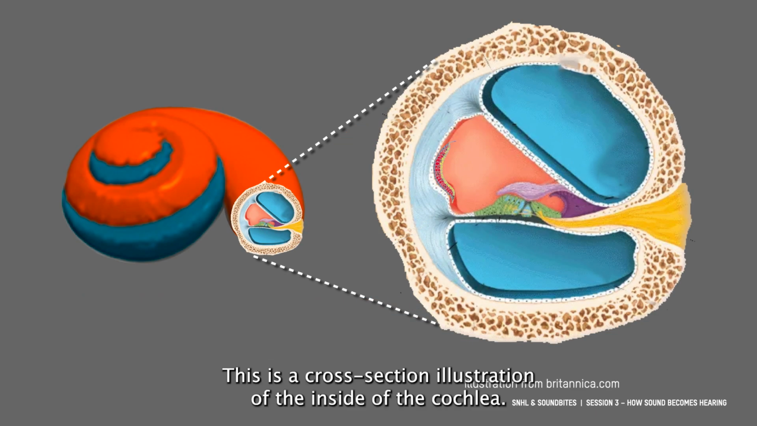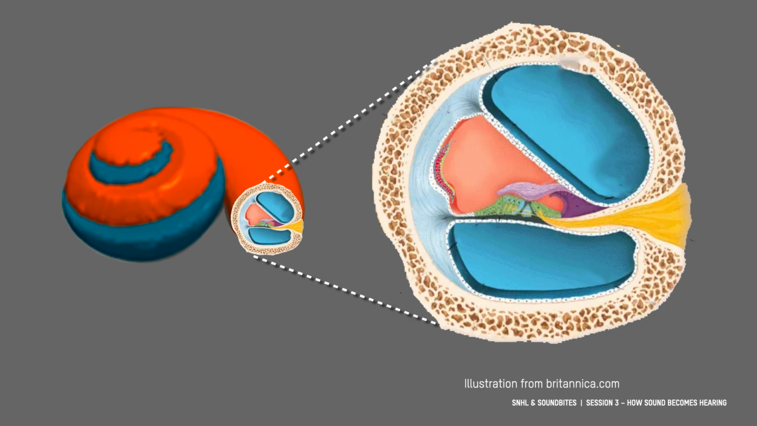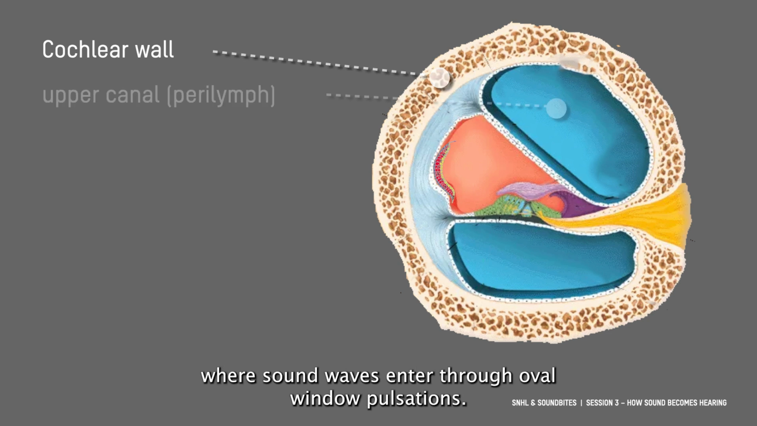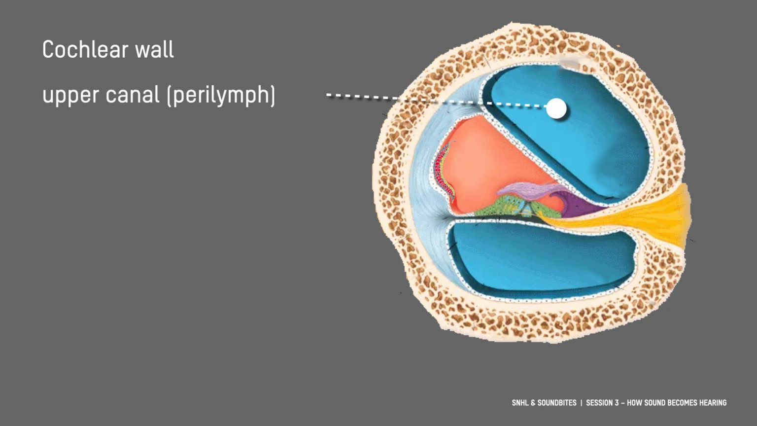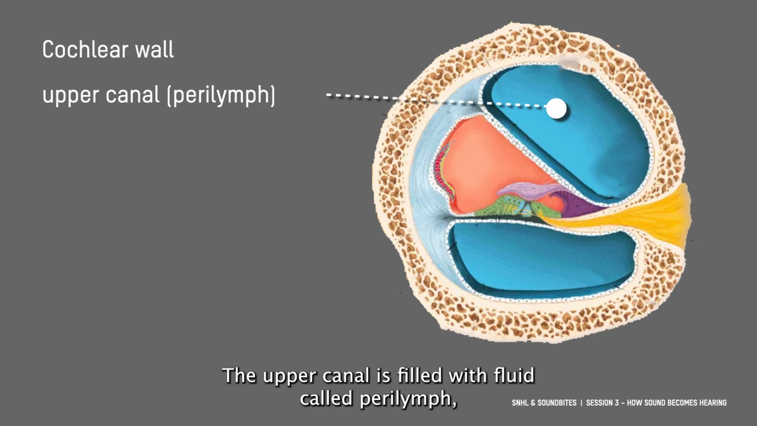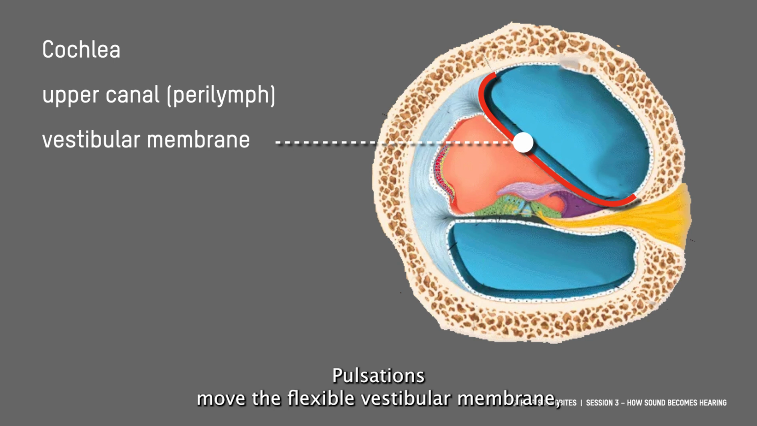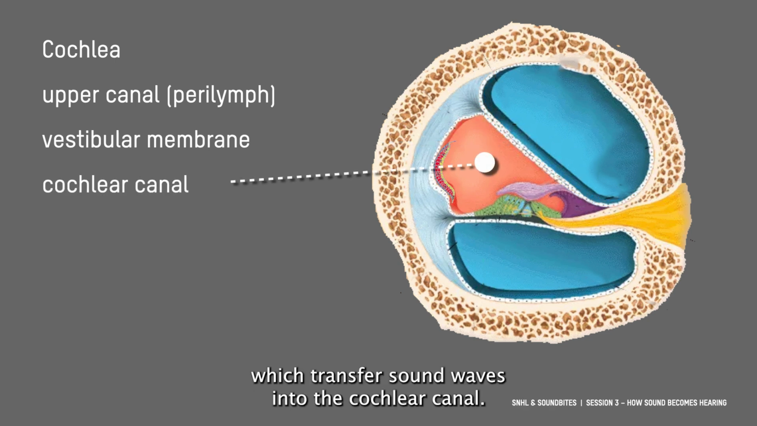This is a cross-section illustration of the inside of the cochlea. We're looking into the spiral-shaped tunnel. We see the outer wall of the cochlea and the upper canal, where sound waves enter through oval window pulsations. The upper canal is filled with fluid called perilymph, similar to the fluid that flows in and around the brain and spine. Pulsations move the flexible vestibular membrane, which transfers sound waves into the cochlear canal.